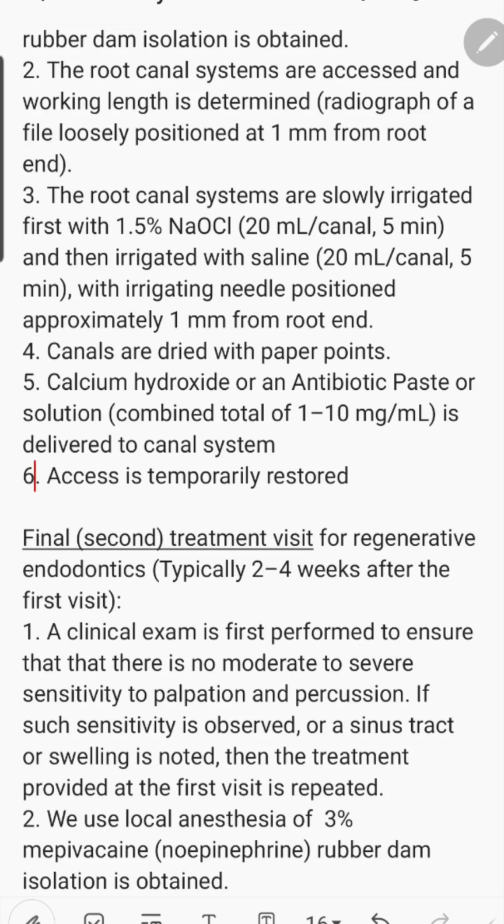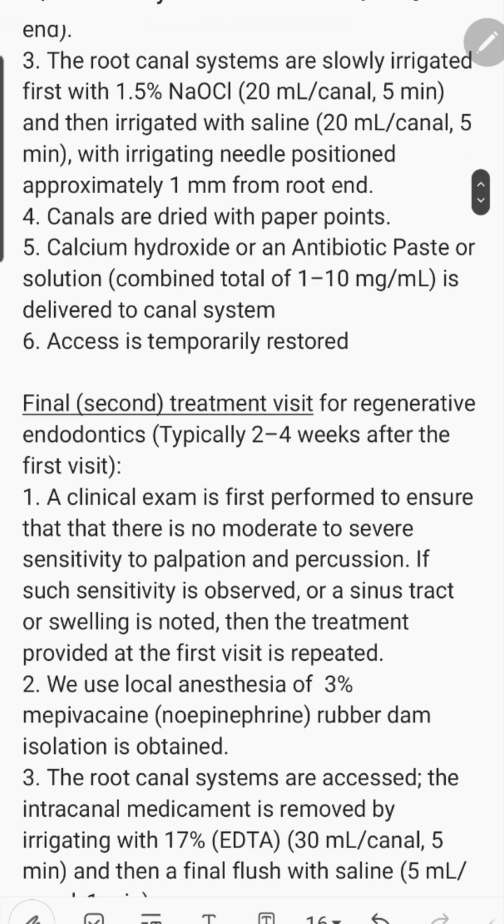The root canal system is slowly irrigated, first with 1.5% sodium hypochlorite for 5 minutes, and then irrigated with saline for another 5 minutes with the irrigation needle positioned approximately 1 millimeter from the root end. Canals are dried with paper points. Then calcium hydroxide or an antibiotic paste or solution is delivered to the canal system. Then the access is temporarily restored.